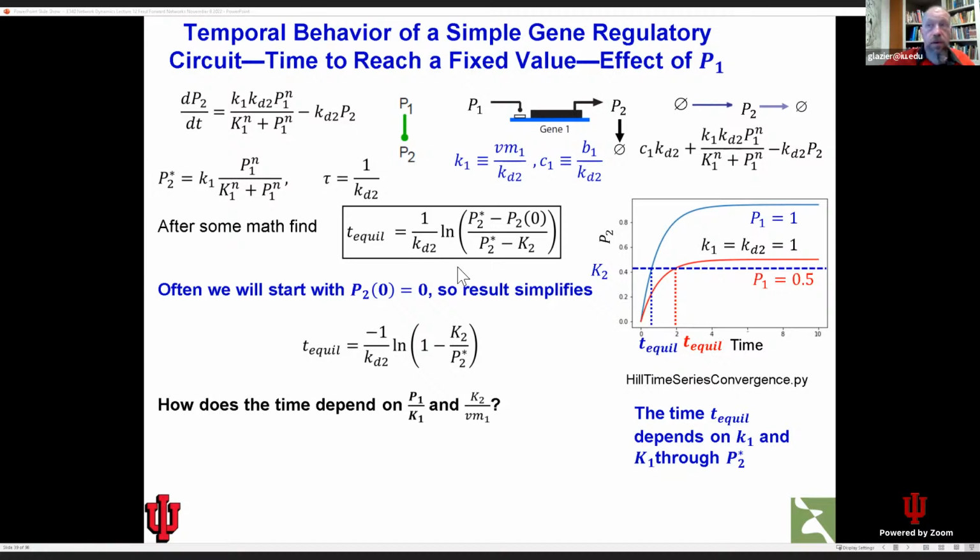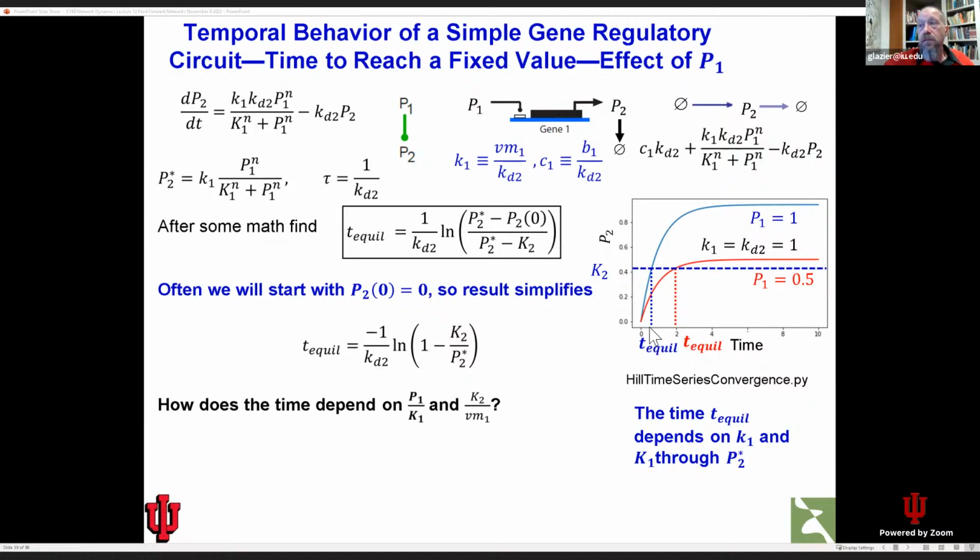The reason it looks that way is because the decay rate also factors into the fixed point. And here I've reduced it. So it's 1 over KD2 times the logarithm of P2 star minus the initial value of P2, divided by P2 star minus that fixed point K2. And again, the algebra is not terrible, but I don't want to take the time now to do that derivation.